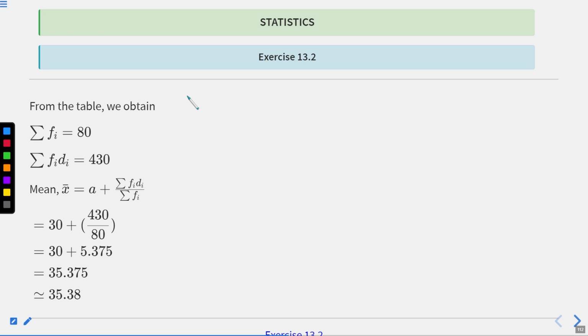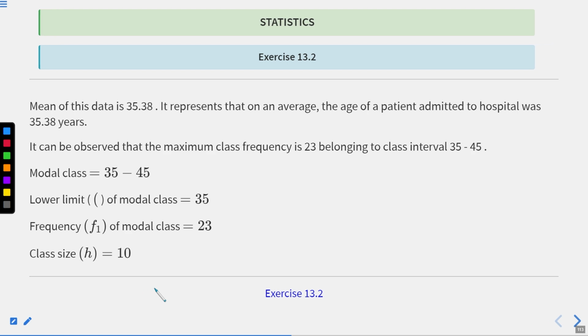So mean x bar equals 30 plus 430 by 80, which is 30 plus 5.375, which is 35.375. This is approximately equal to 35.38. So the mean x bar is 35.38. Now let us move to the next part.